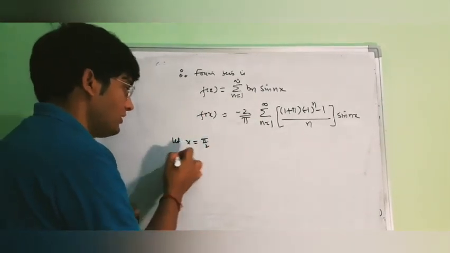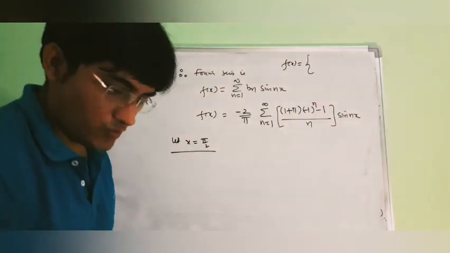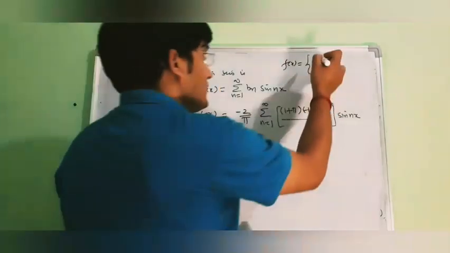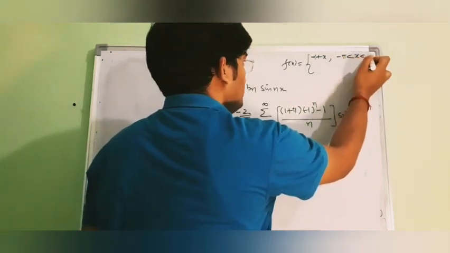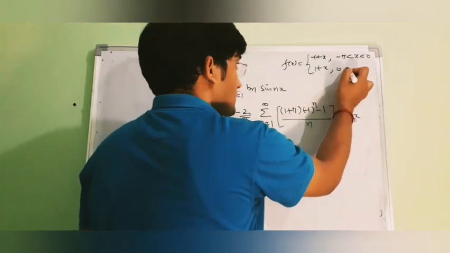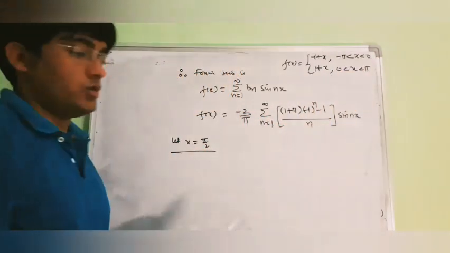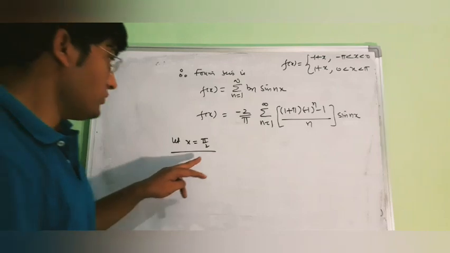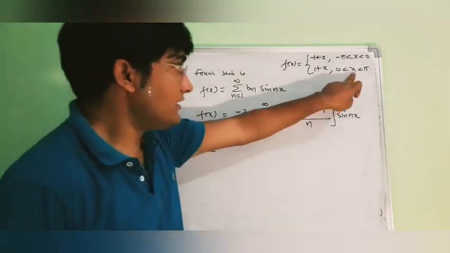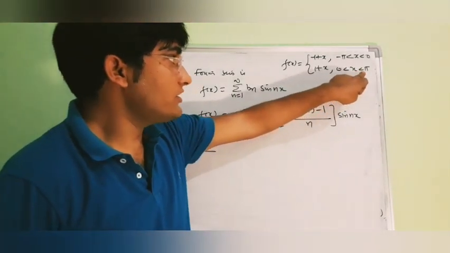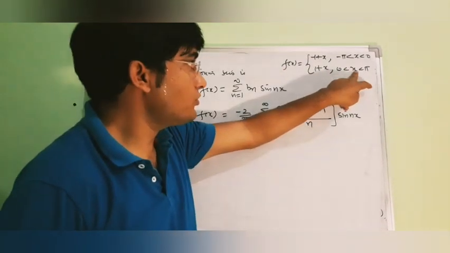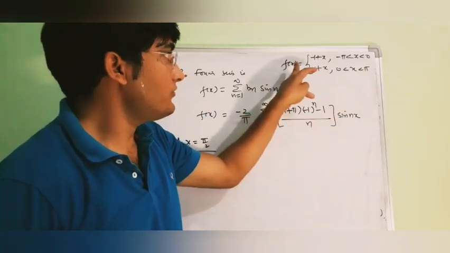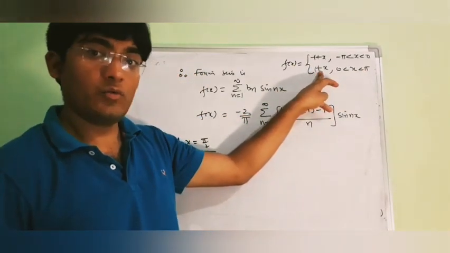Now if x equal to pi by 2, please remember our fx was minus 1 plus x when your x was from minus pi to 0, and this was your 1 plus x when your x was from 0 to pi. Now as x equal to pi by 2, and you can see that here your pi by 2 lies in this interval, because we are putting x equal to pi by 2, so pi by 2 will lie in this interval. So the value of the function in this case will be 1 plus x.